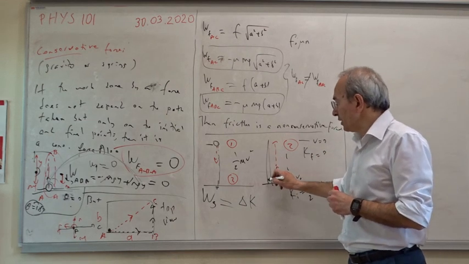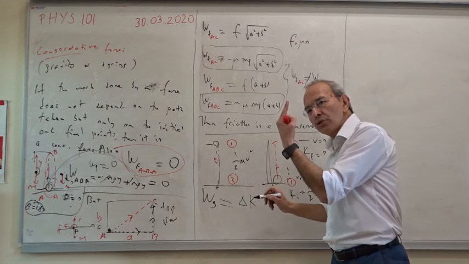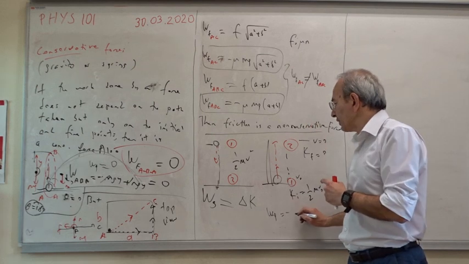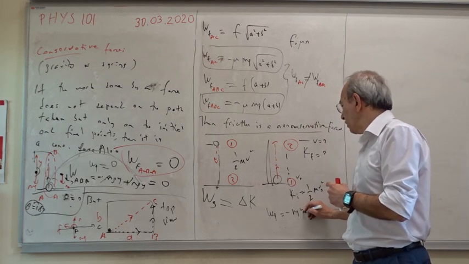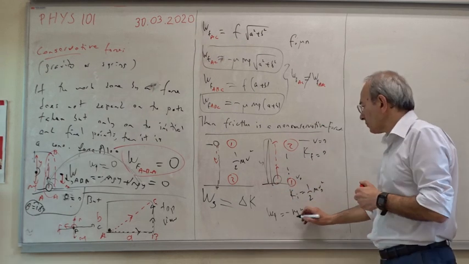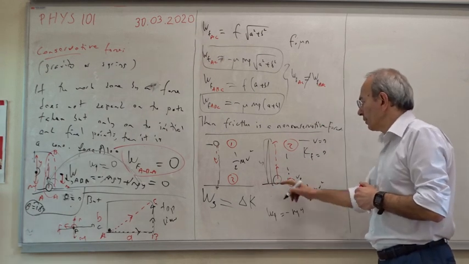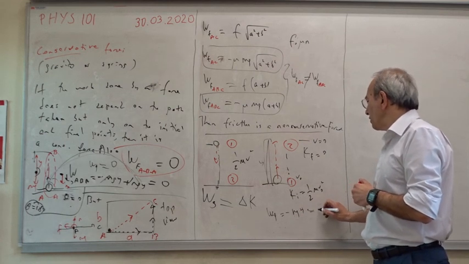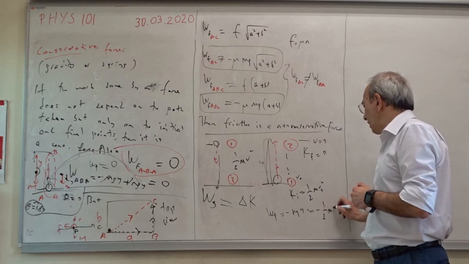In this process, from 1 to 2, if it goes upward, then the work done by gravity, which is a negative quantity, is minus mgy, if y is the total height here. This mgy corresponds to the change in the kinetic energy, minus 1/2 m v0 squared.